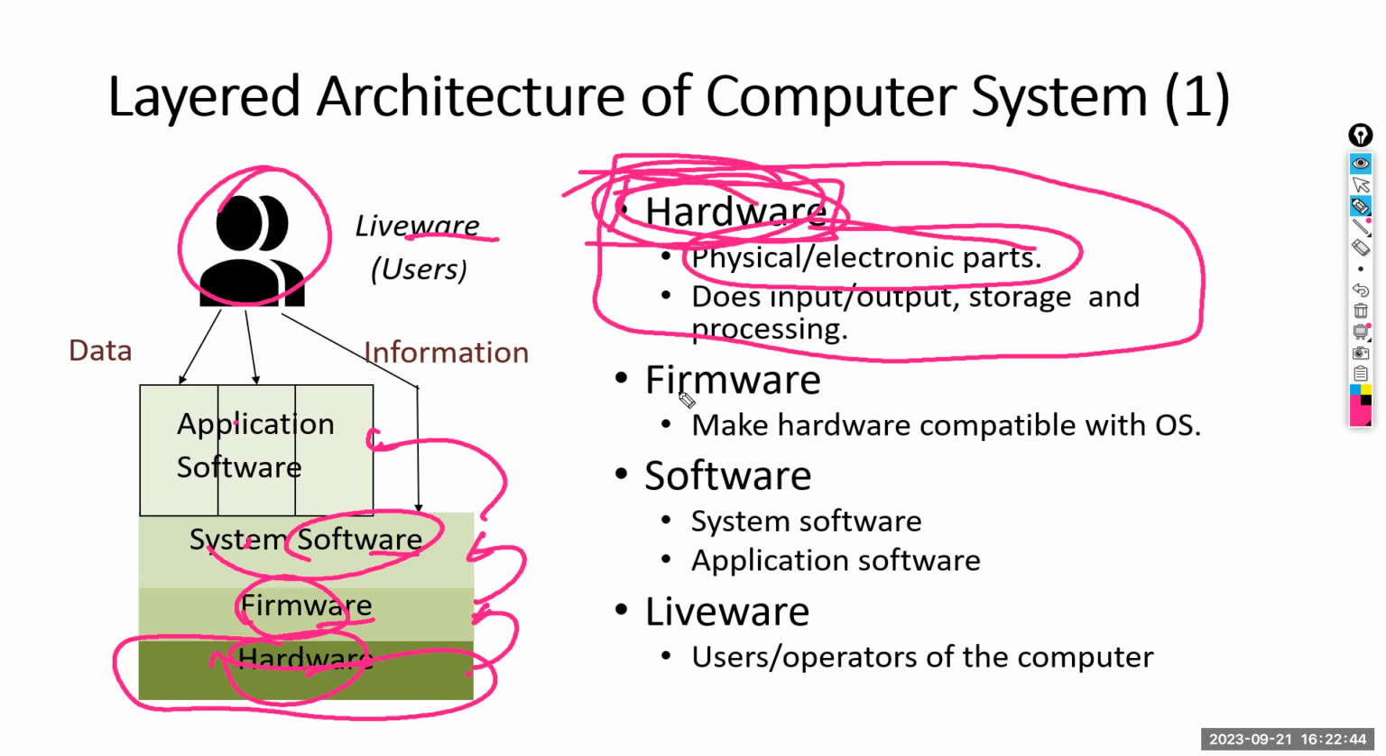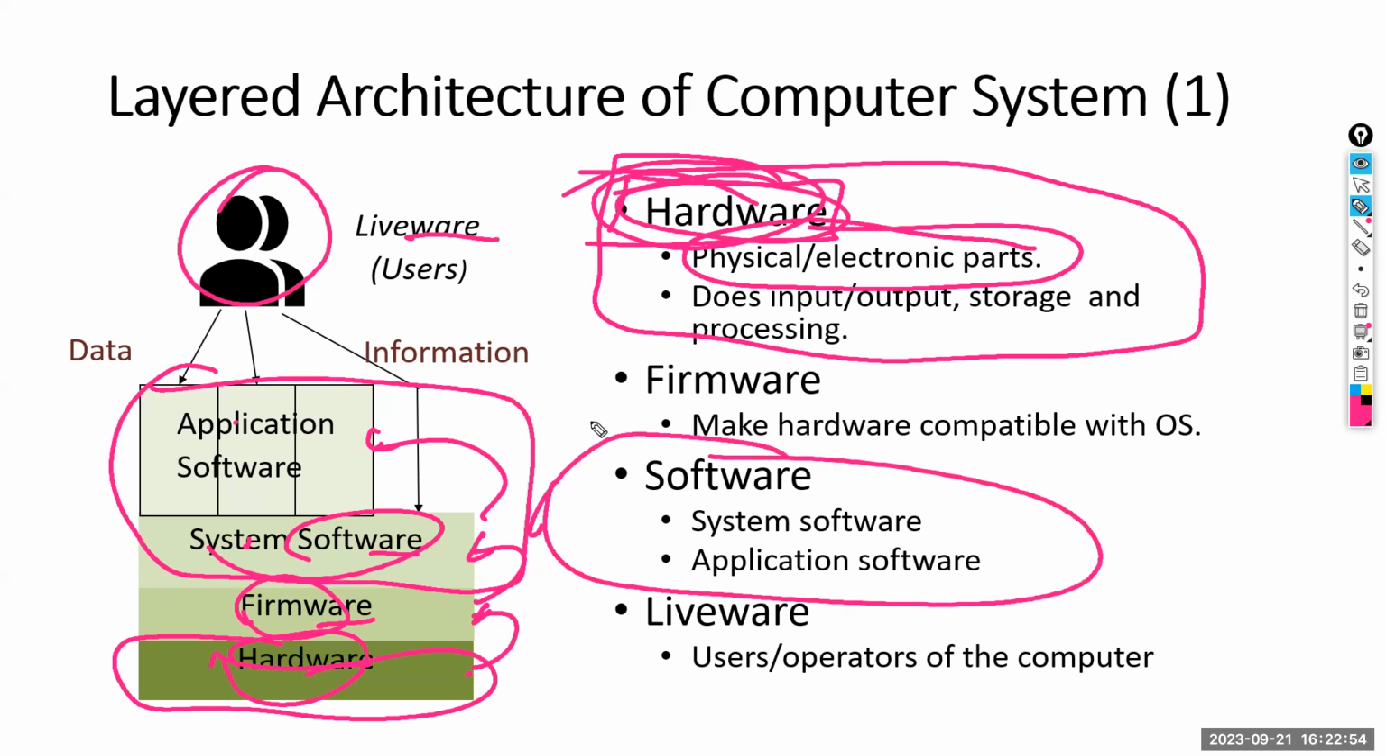We'll come back to the firmware later. Then we have the software. On top of hardware, of course, in between you have the firmware, we have the software. So software is doing all the programming, processing. Then you may be confused: hardware is also doing the processing, and software is also doing the processing. So software is doing the processing at high level. Hardware is doing the processing at low level.